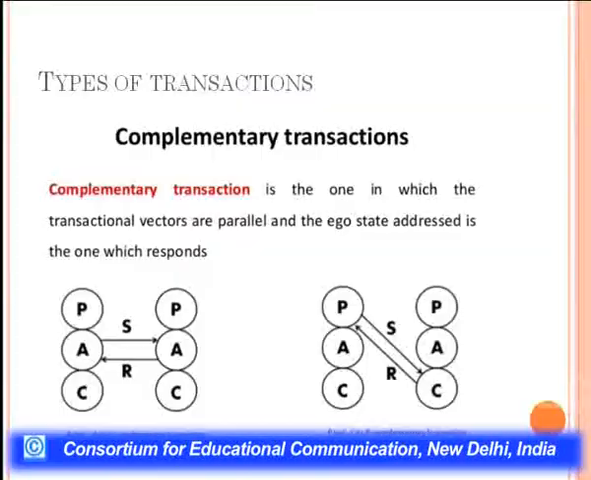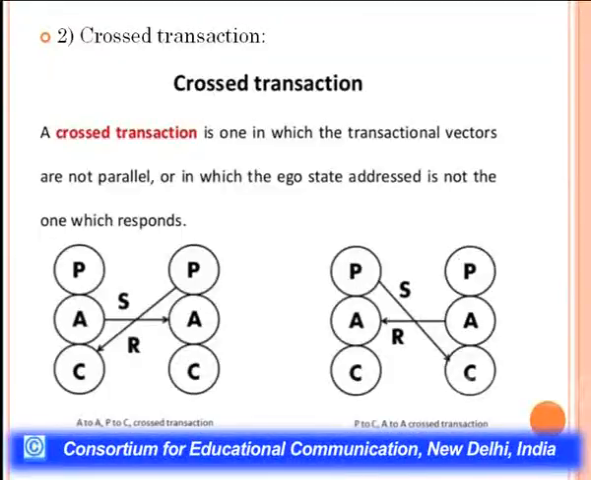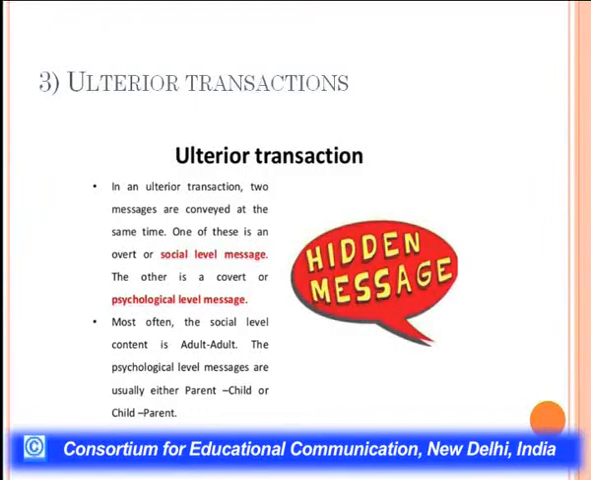Then we came on to the basic parameters of the types of transactions which took place. The first one was complementary transactions, in which the responses are very straight. Then we came on to the cross transactions, in which the responses are crossed, that is, the responses are not desired and the responses are not parallel. And the third which we talked about was the ulterior transaction, in which there is a hidden message and two types of messages are thrown simultaneously, one at a social level and the other at a psychological level.